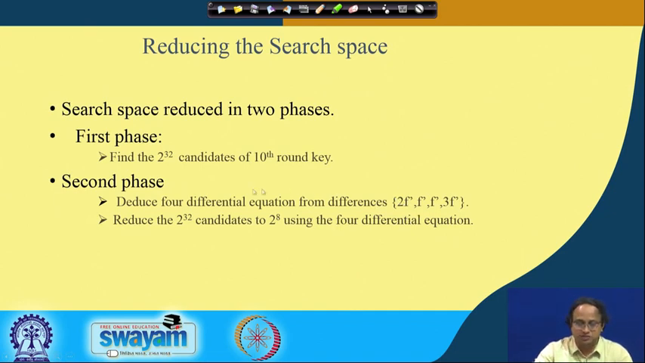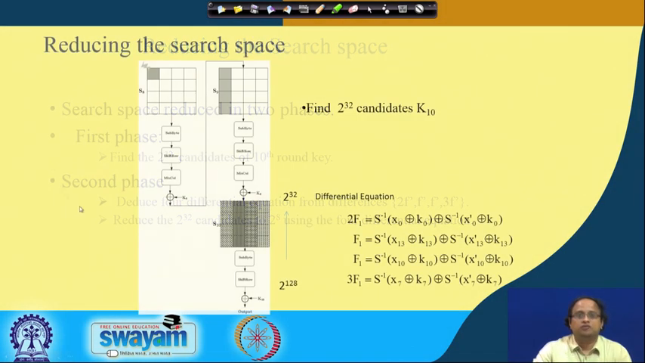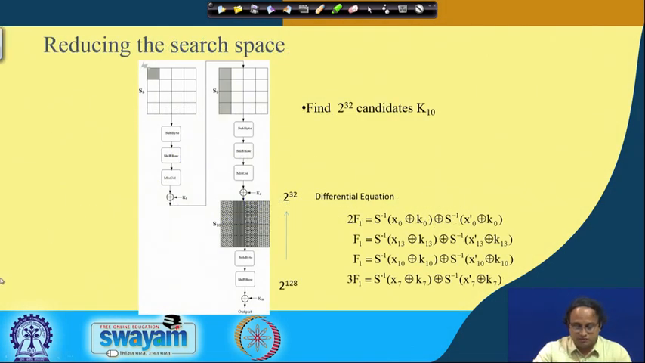Okay, that means these 2 power of 32 candidates will get filtered and reduced to 2 power of 8 values, because it is like 2 power of 32 multiplied with another factor of 2 power of minus 24, which will give you on the average around 2 power of 8 values. Okay. So, in order to understand that, we have to look into the equation. Here we have been exploiting these equations, and therefore we have reduced 2 power of 128 key size to 2 power of 32 values.